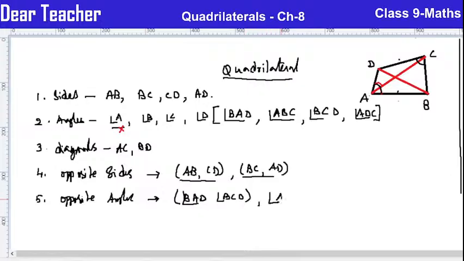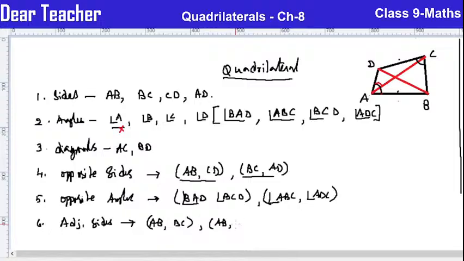At the same time, angle ABC and angle ADC are a pair of opposite angles. You should be able to know adjacent sides also. Adjacent sides means side after side. Suppose AB is a side, its adjacent side is BC, or AB is the side, its adjacent side is AD also. AD, AB are adjacent sides, AB, BC also adjacent sides.